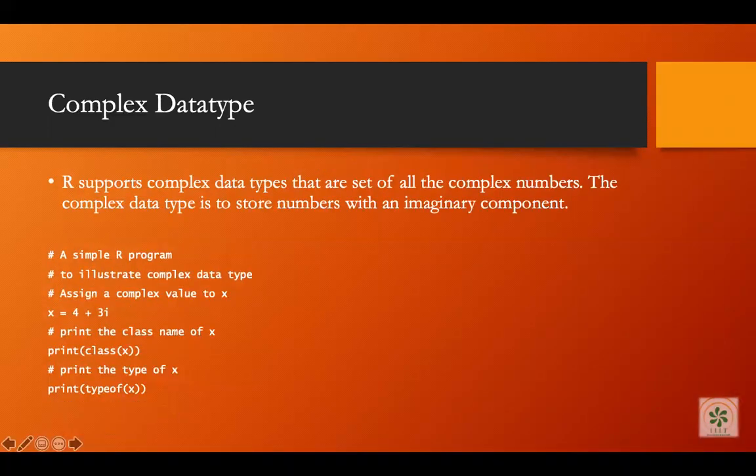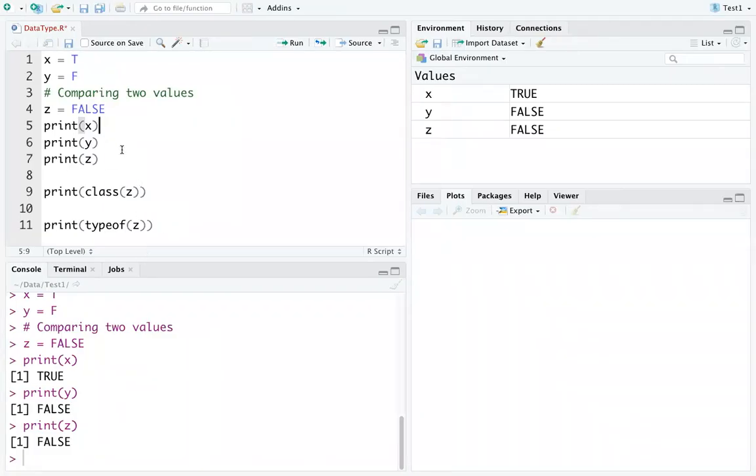Then we have another data type which is called the complex data type. Here we can also handle complex numbers in R. And we know that a complex number consists of two parts. One is the real part, another part is the imaginary part. So we write like this, which is written here: x equal to 4 plus 3i. i is nothing but iota, right? 4 plus 3 iota. So here 4 is your real part and 3 is your imaginary part. So the same thing we can use here.